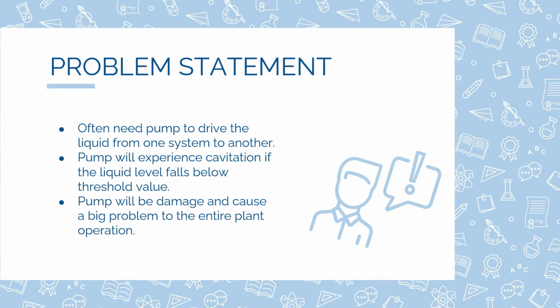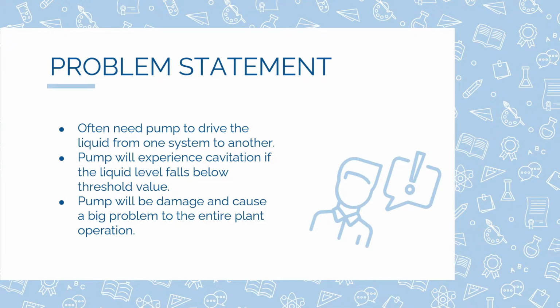Problem statement. Level control is one of the most basic control strategies in most process plants. It is part of the inventory control to prevent accumulation in the systems or tanks. Think about it this way. We often need a pump to drive liquid from one system to another. A pump will experience cavitation if the liquid level inside the tank falls below the threshold value, which in turn will damage the pump and of course could cause a big problem to the entire plant operation.